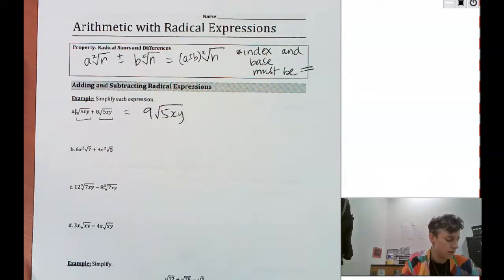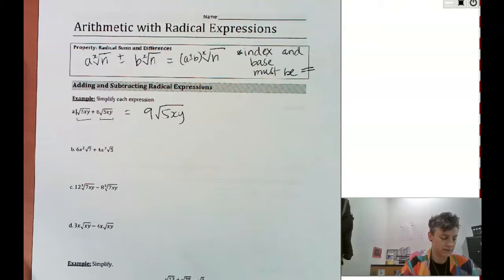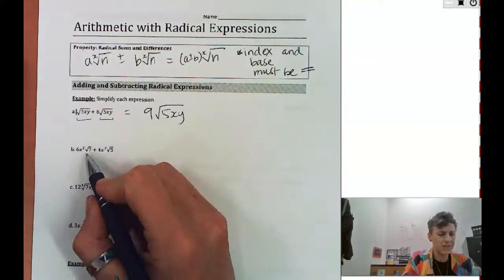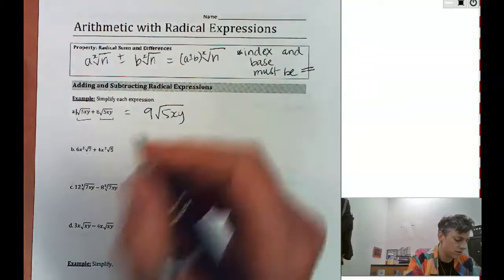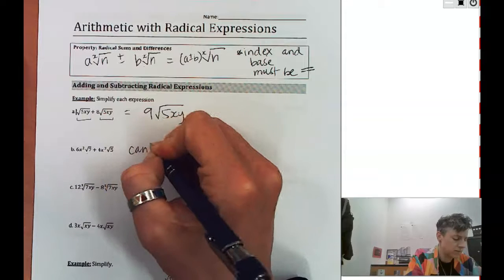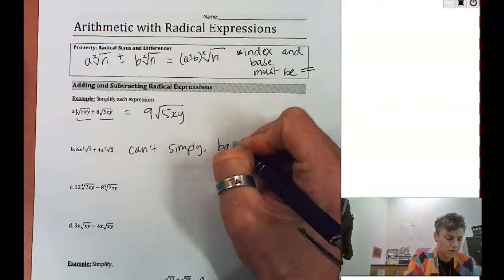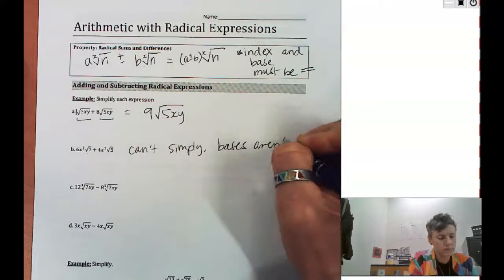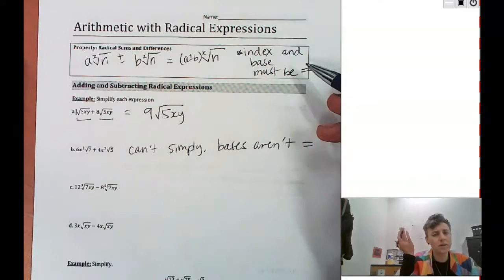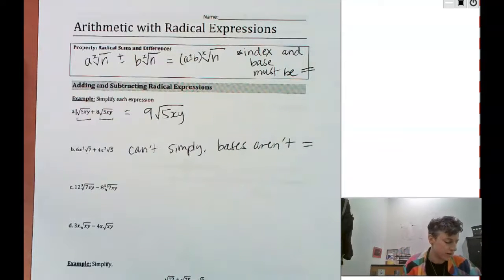Cool. B: 6x squared times the square root of 7 plus 4x squared times the square root of 5. Hold on. Those bases are not the same. We can't add those. Can't simplify. Bases aren't equal. They had to be equal. Can't do it. That's it.